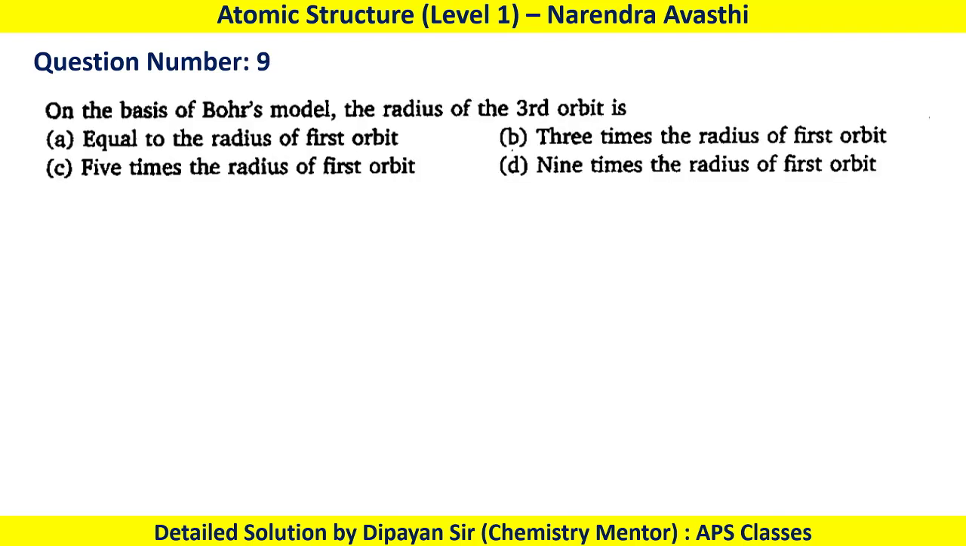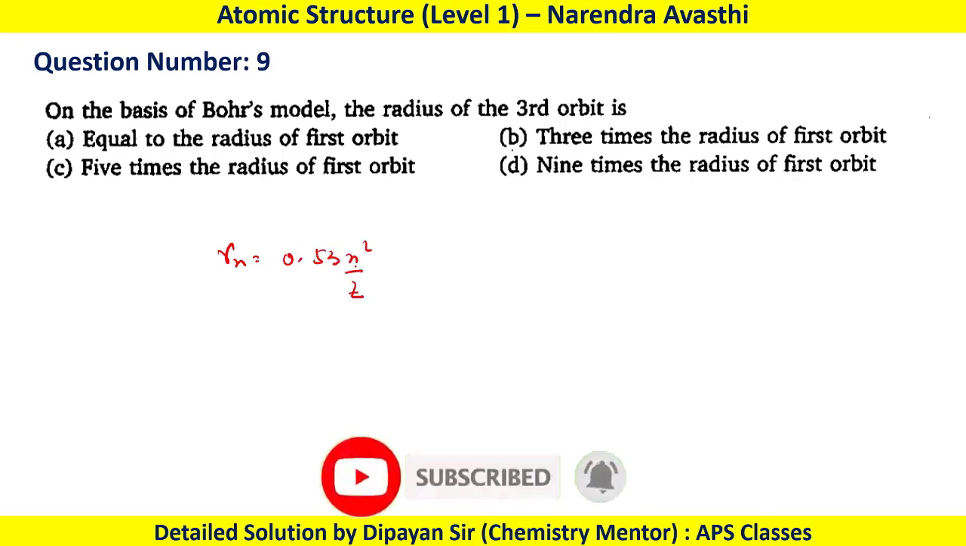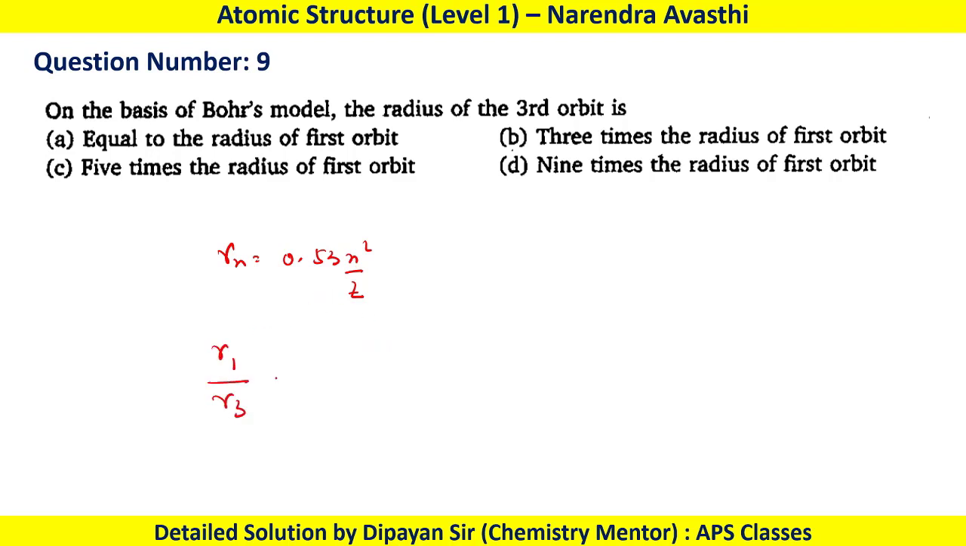In question number 9, on the basis of Bohr's model, the radius of the third orbit is asked. So r n can be calculated as 0.53 n square by Z, where n is the orbit number and Z is the atomic number. So for any atomic number Z, if we calculate r of 1 divided by r of 3, it will become 1 by 9. So r of 3 is 9 times r of 1. Okay, so 9 times the radius of the first orbit for any Z. So for question number 9, option D will be the correct option.